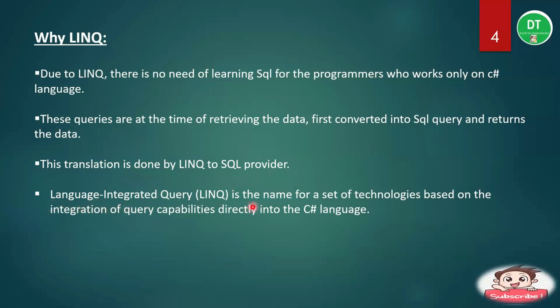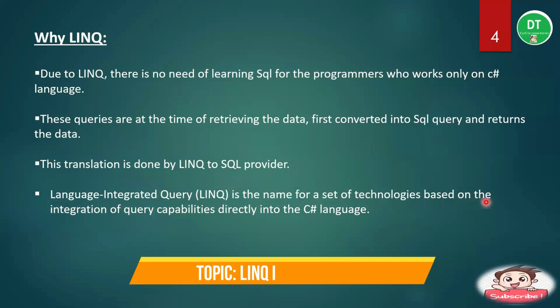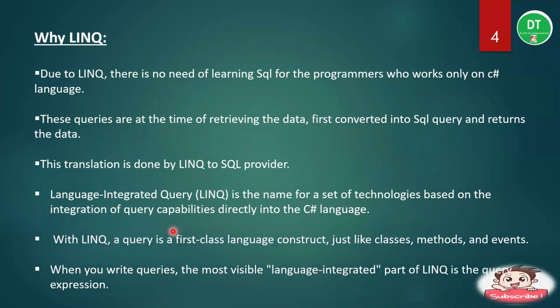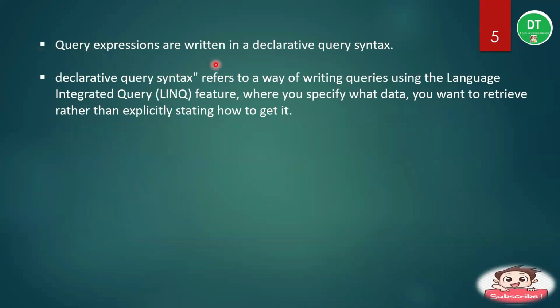Language integrated query is the name for a set of technologies based on the integration of query capabilities directly into the C# language. With LINQ, a query is a first-class language construct, just like classes, methods, and events. When you write queries, the most visible language integrated part of LINQ is the query expression. Query expressions are written in a declarative query syntax. Declarative query syntax refers to a way of writing queries using the language integrated query feature where you specify what data you want to retrieve rather than explicitly stating how to get it.